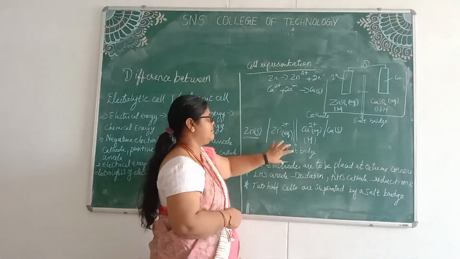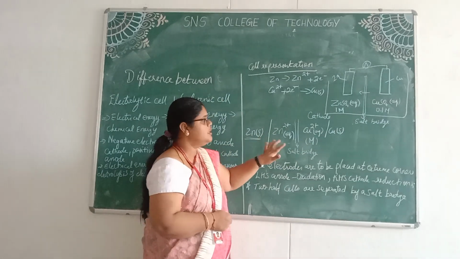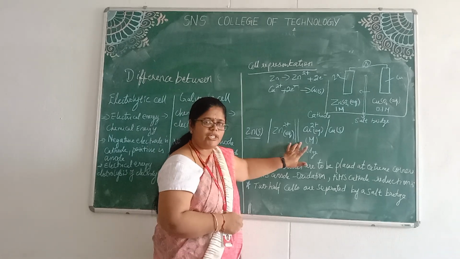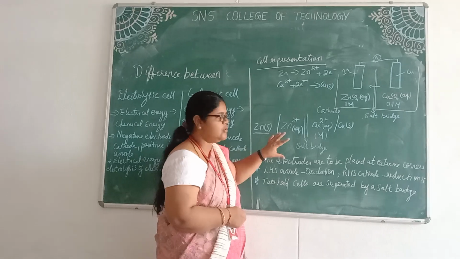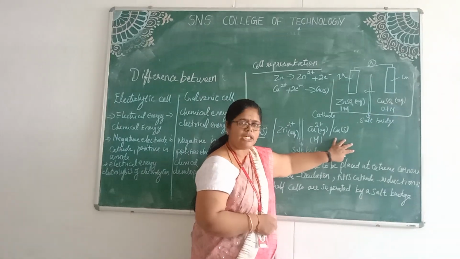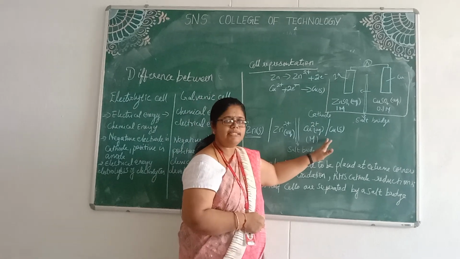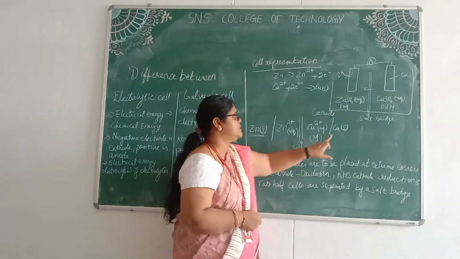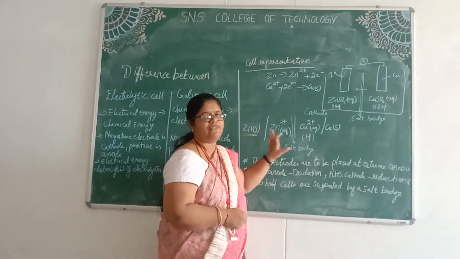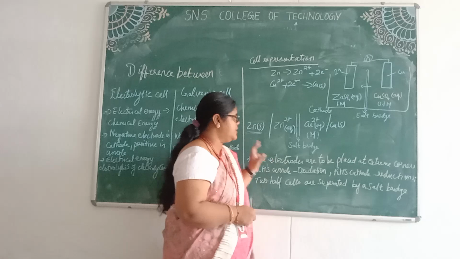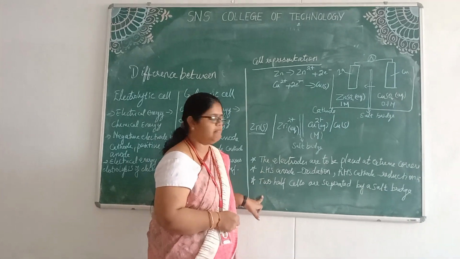From the cell representation, you will get all the information about the presence of the salt bridge, the oxidation reaction that is taking place in the anode, the reduction reaction that is taking place in the cathode, and how they are separated by the lines. And you have the electrodes on the extreme corners of the left and the right hand side. So from this you have to keep 3 points in mind.